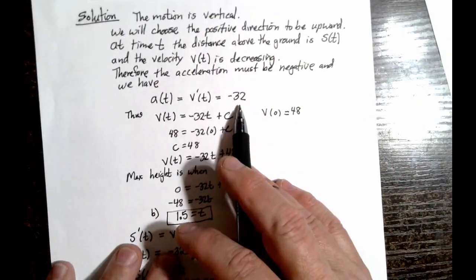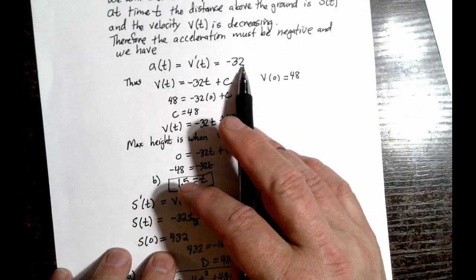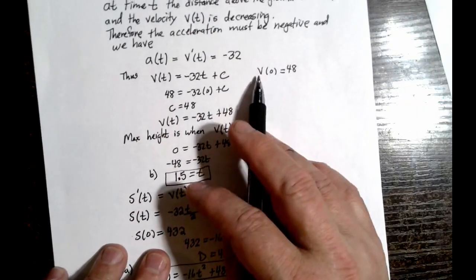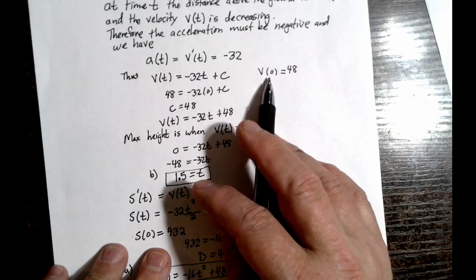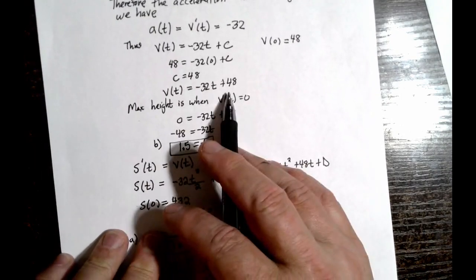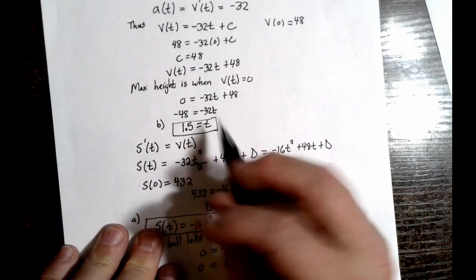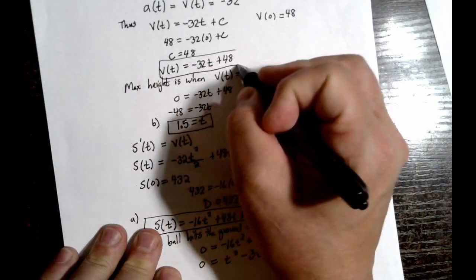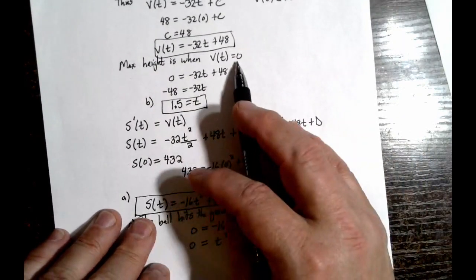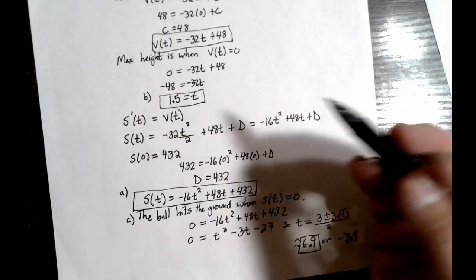So acceleration is negative 32. So your velocity is negative 32t plus a constant. Then you nail down what C is because you know v of 0 equals 48. You know at time 0 it's going at 48 feet per second, so you can figure out what C is. And now you've got your velocity function, v of t equals this right here. Then you can set this equal to 0 and find out when the maximum height is, when velocity equals 0.